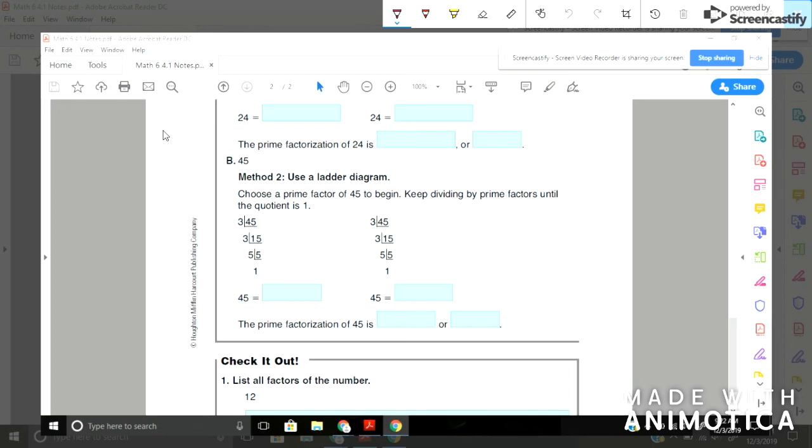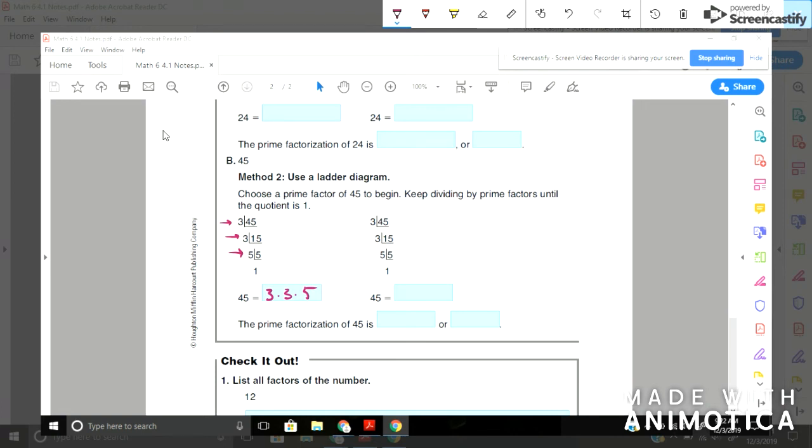Okay, so in the end, if you break down your number, you need to keep dividing until your prime factors receive a quotient of 1. So here you can see 5 divided by 5 is 1. Okay, then all you need to do is look at your numbers on the outside, and they tell you your prime factorization. So 3 times 3 times 5. And it's the same exact over here as what they got over here.